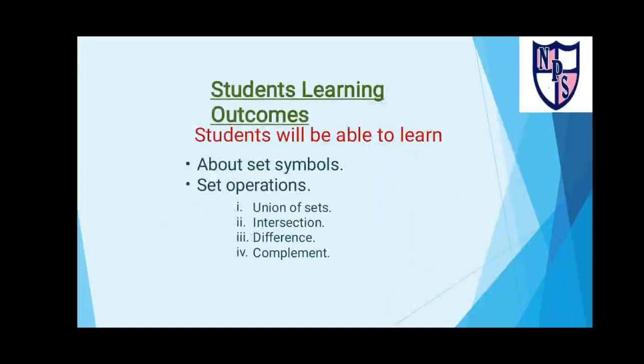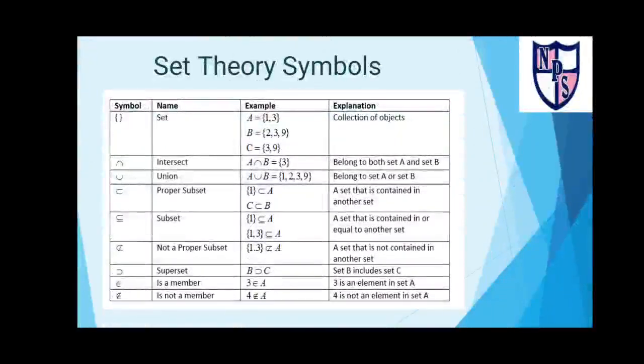Our today's topic includes set symbols, set operations, union of sets, intersection, difference and complement of set. Here are some symbols used in set theory. First one is curly brackets, which is a set symbol, and a set is basically a collection of objects or a collection of similar objects. Here are some examples of sets: set A, set B and set C.